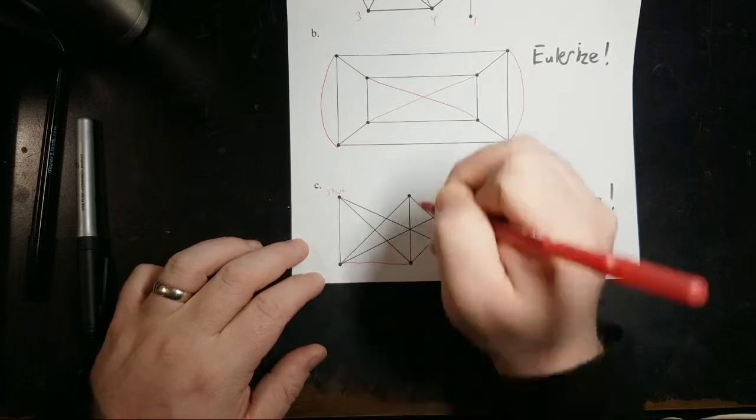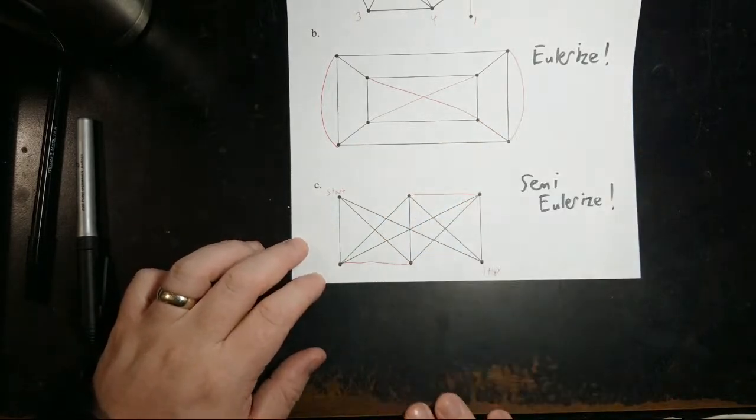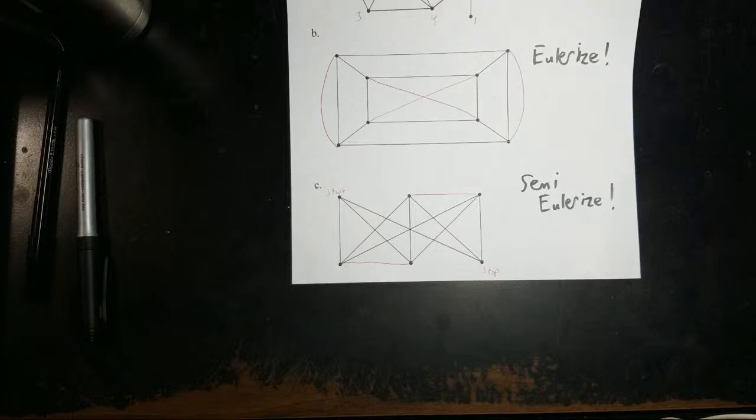Add one there. I add one there. Boom! I have semi-Eulerized. All I had to do was add those two, and I have semi-Eulerized this thing. I got two odd vertices going on. These are weird examples. I love them so much.